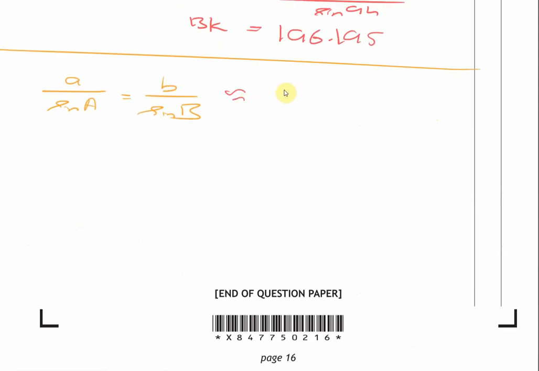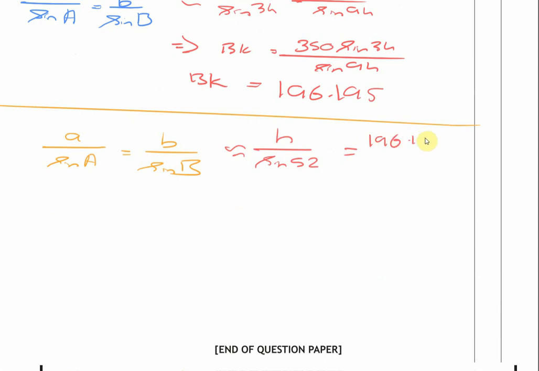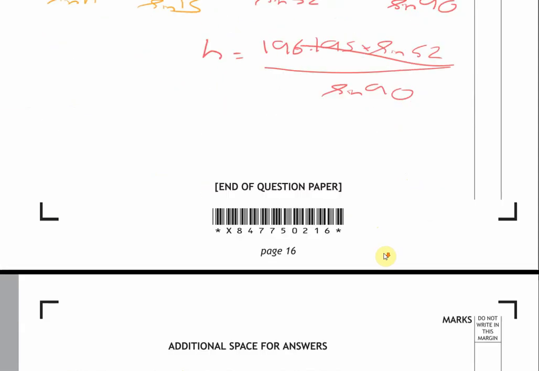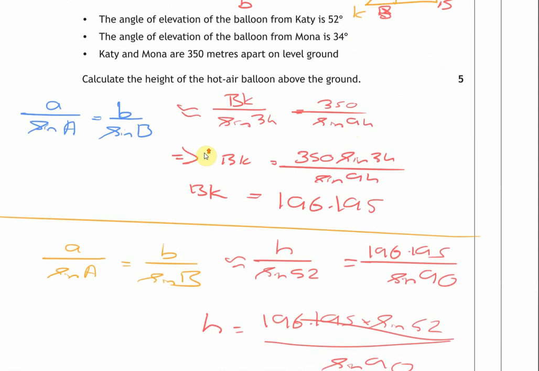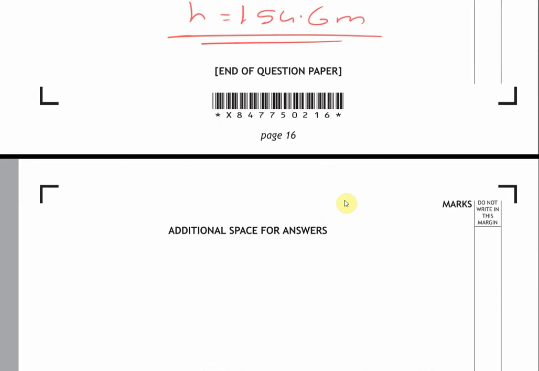When we pop this in, we will get h over sine 52 is equal to 196.195 divided by sine 90. So h will be 196.195 multiplied by sine 52, all divided by sine 90, which is an exact value. When you pop all that into the calculator, you will get a value of 154.6 meters. So this height here is 154.6 meters high. And that's how you would go about solving that question.